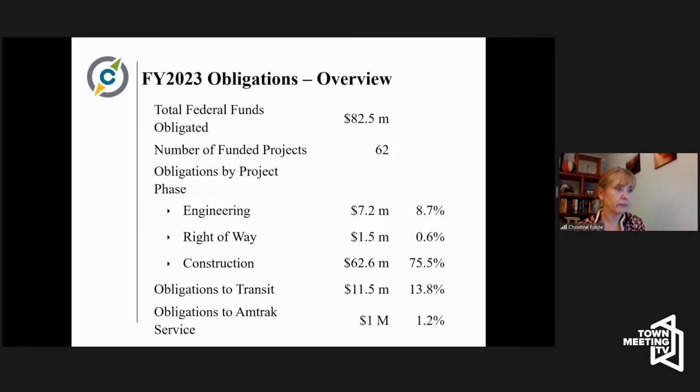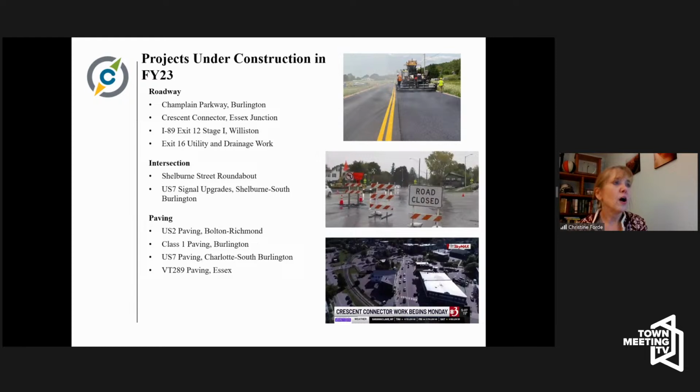And there was 11.5 million to transit and a 1 million allocation to the Amtrak service. I'm going to get back to that 82.5 million, but first I just wanted to quickly look at what was completed in 23 or what was under construction.